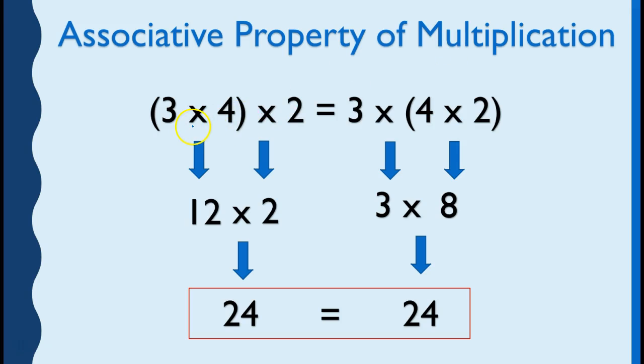As long as all of your signs are multiplication, then you can group them however you want. Okay? That's what that means. So it doesn't matter if the parentheses are here or if they're here. Either way, you're going to get the same answer, so you can group them differently. That's what the associative property is all about.